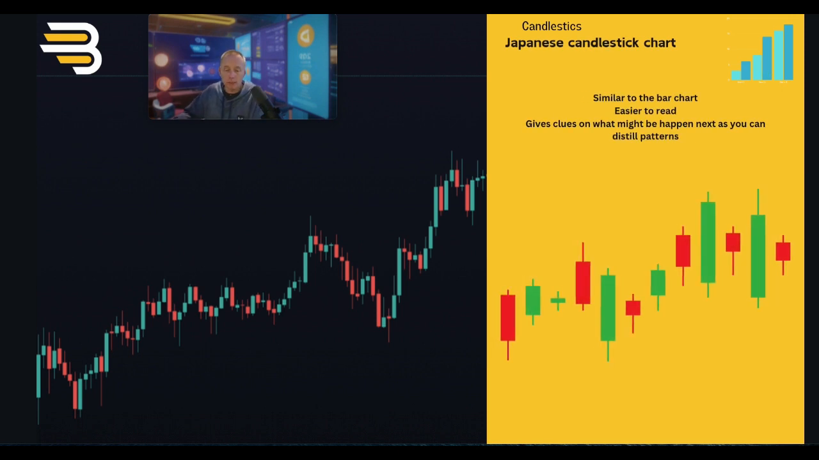And then last, Japanese candlesticks. I should have probably put on here Heikin-Ashi. And excuse me, my friends over there, if I mispronounced that or slaughtered the enunciation. Similar to a bar chart, easier to read. This gives clues on what might happen next, as you can distill patterns.